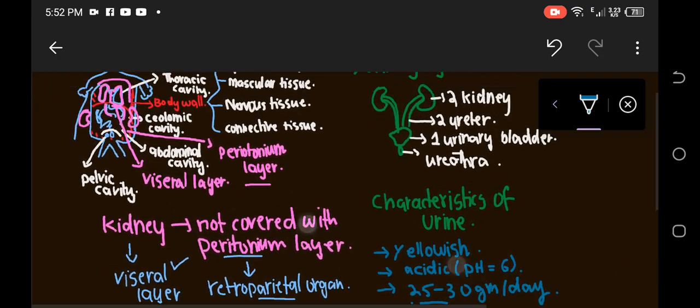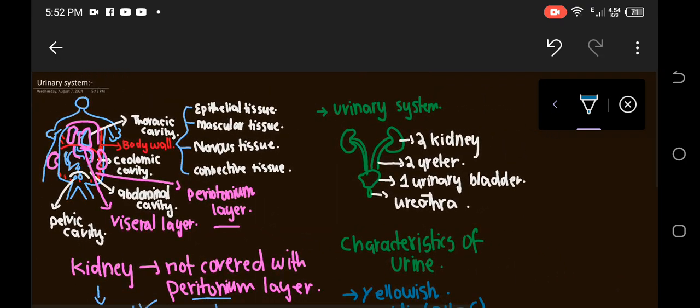So these were some basics of the urinary system. In the next video, we'll discuss the excretory system and the things involved in the production of urea.